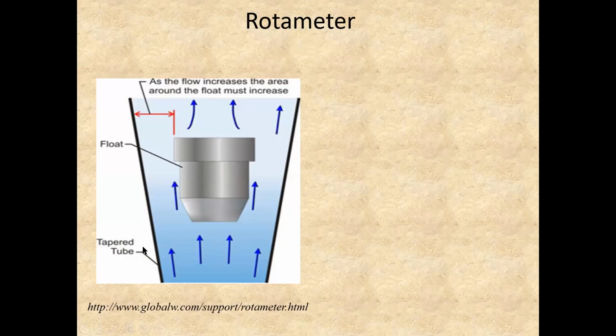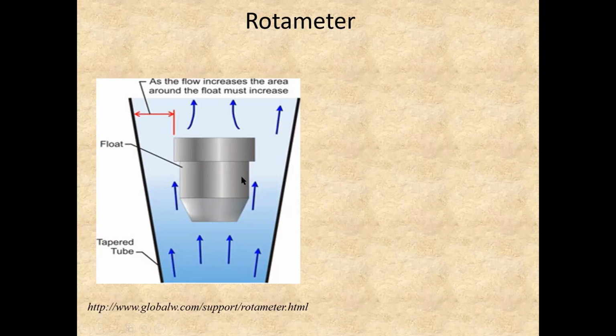That is, it's a tapered tube. You can see the diameter of the tube is not the same from top to bottom. The diameter here is different and the diameter here is different. And this vertically mounted glass tube, the tapered tube, contains a free moving float. This float may be a ball or it may be a hollow thimble. Thimble is a metal or plastic object that is worn on fingers to protect the fingers while using a sewing machine. So rotameter consists of a tube and a float.